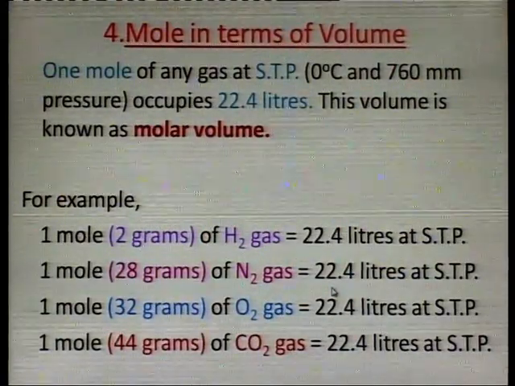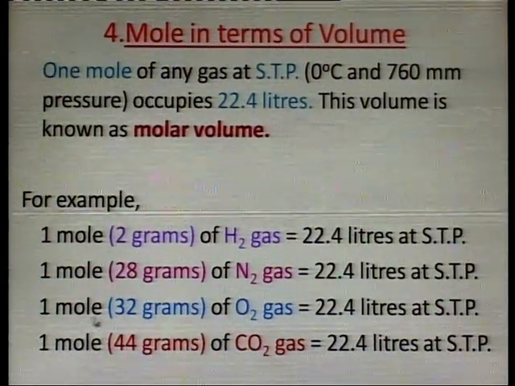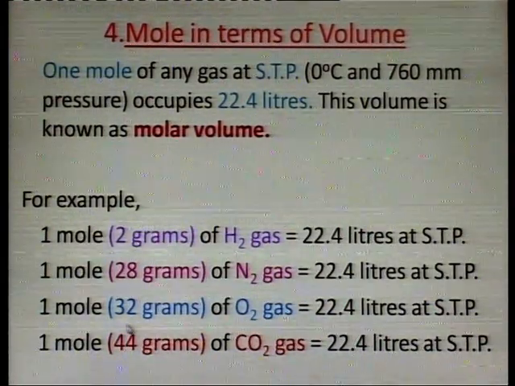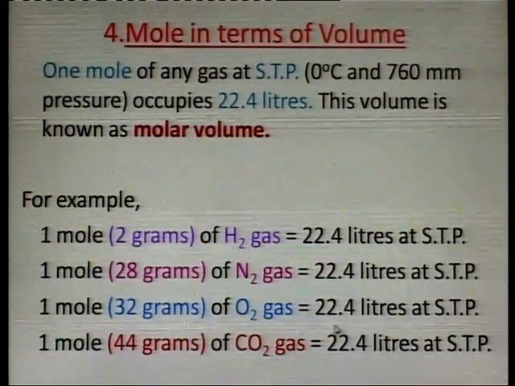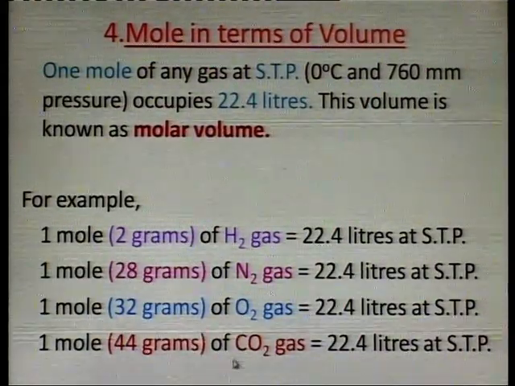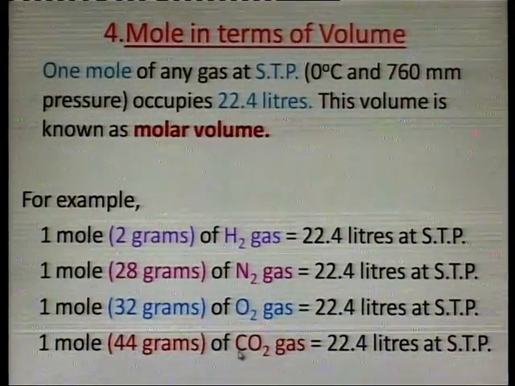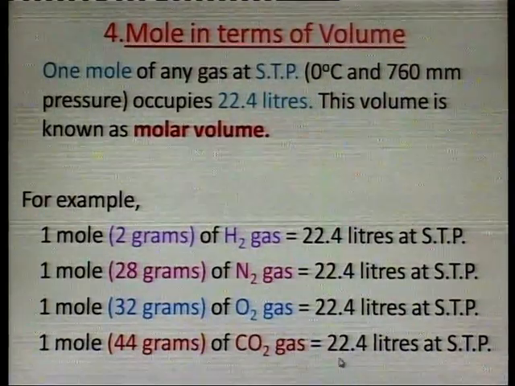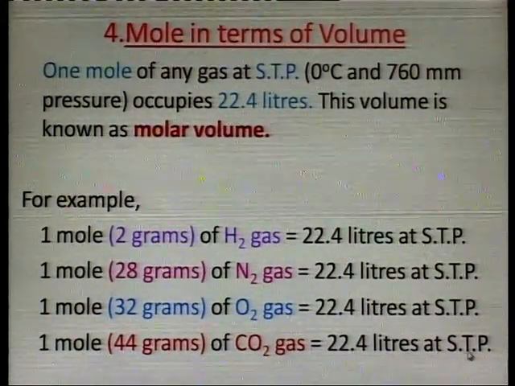So, it will have volume 22.4 liters. Similarly, 1 mole of oxygen gas, whose molecular mass is 32 grams, is also having the same volume. Same is for carbon dioxide, whose molecular mass is 44 grams. So, 44 grams of carbon dioxide will occupy 22.4 liters of gas at STP.